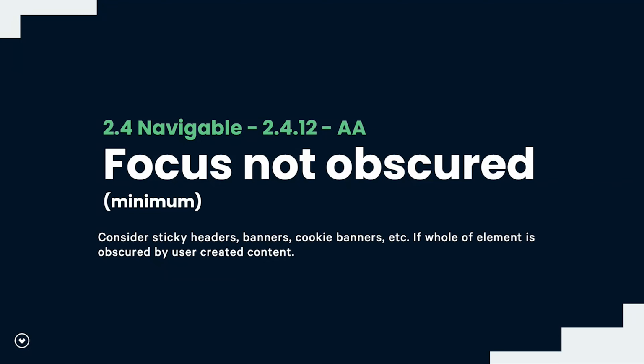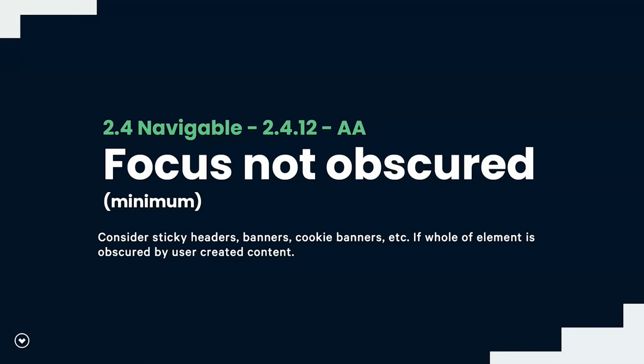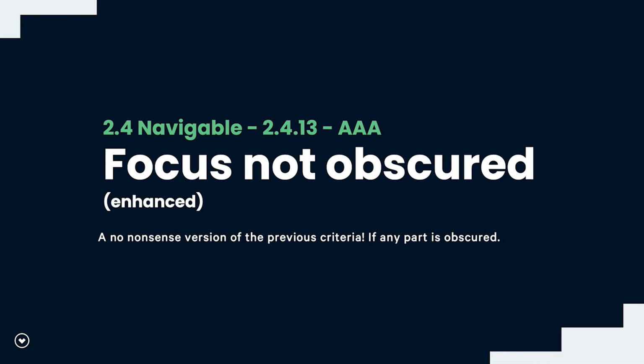There's kind of two versions of this. So you've got minimum, which is an AA conformance level, and then you've got enhanced, which is AAA. So this is just a no-nonsense version of the AA one, but these are considered two separate success criteria. So in all honesty, it's probably going to be AA that we need to be most concerned about. But I don't think there's any harm, when we think about these things, in trying to aim for AAA if we can.